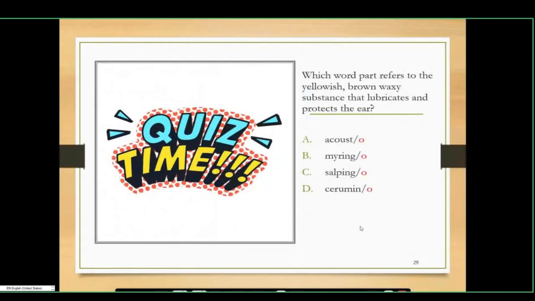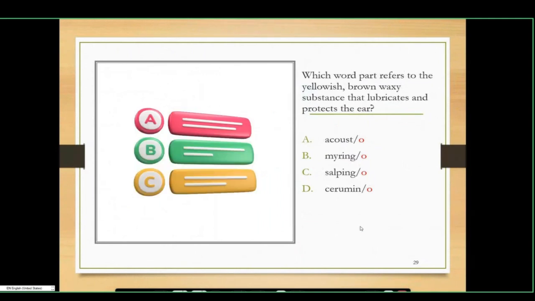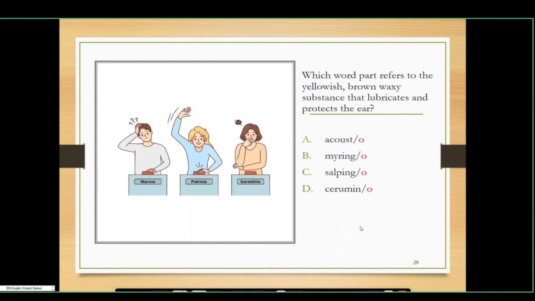Quiz time! Which word part refers to the yellowish-brown waxy substance that lubricates and protects the ear? A. Acousto. B. Myringo. C. Salpingo. D. Cerumino. One volunteer at a time, please.